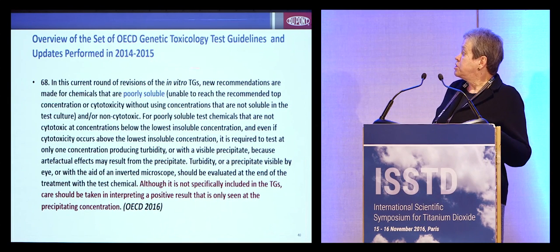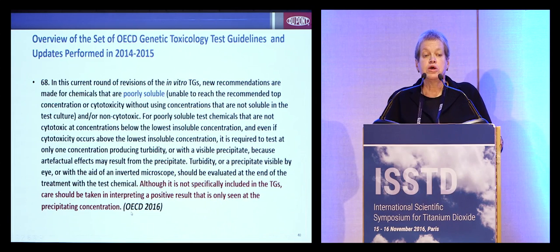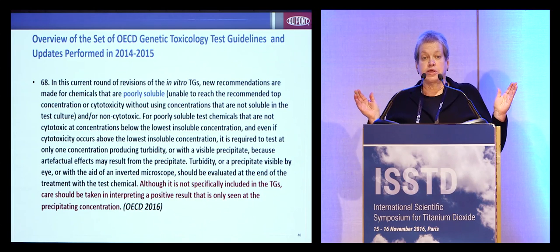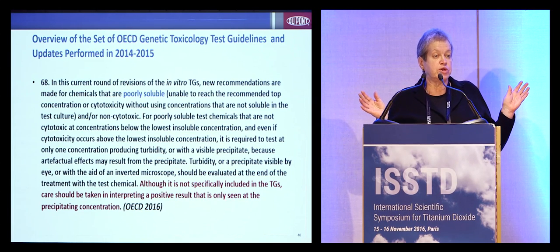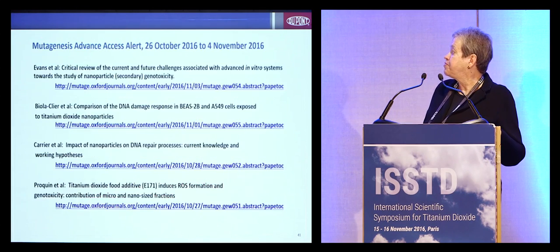Precipitation has also been noticed by OECD. This is from the same overview review document, which is saying that it's not specifically included in the test guidelines, but care should be taken in the interpretation of a positive result that's only seen at the precipitation concentration. Well, for testing nanomaterials, this can put you in a very interesting place because it might be that you have precipitation at all dose levels until you go so low that you can ask, is there any meaning of doing the study anymore? Or you end up running experiments with very wide ranges because you need to have a lot of concentrations, so you are trying to catch exactly the correct one for your assessment.